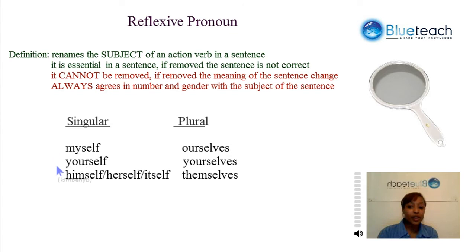Myself, yourself, himself, herself, itself, ourselves, yourselves, and themselves are all reflexive pronouns. I put this mirror here to remind us that reflexive pronouns are a reflection of the subject of an action verb in a sentence. Let's take a look more closely.